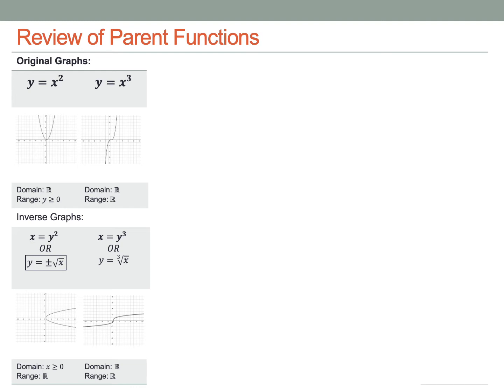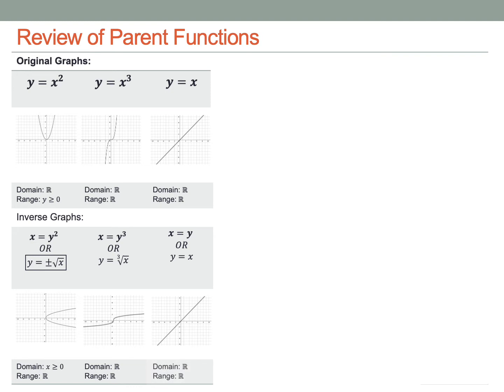All right. Next one, there's just the classic line, y equals x, right? We know it looks like that through the origin with a slope of 1. The domain and range is all reals. And if you switch x and y, you get the equation x equals y, which really is y equals x anyways. So it turns out the inverse of this graph is the same line. The domain and range is all reals as well.